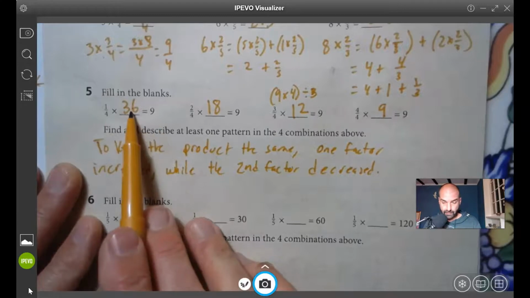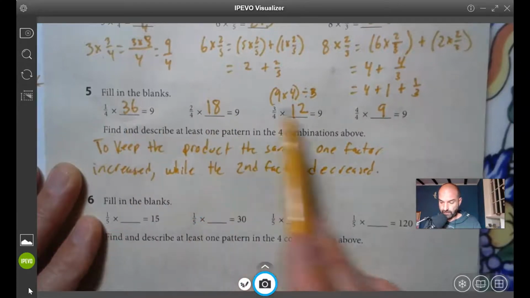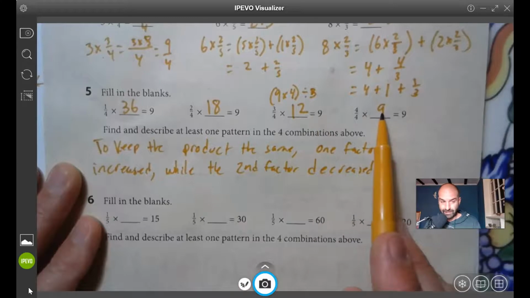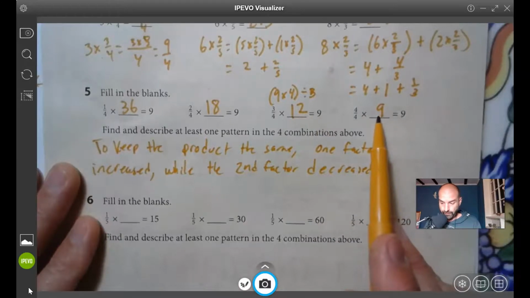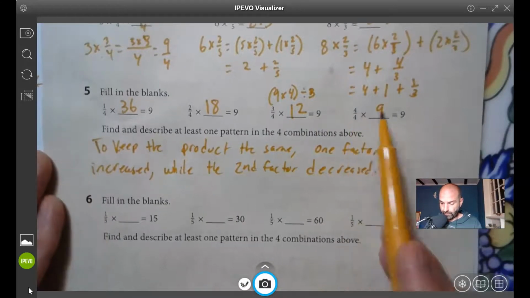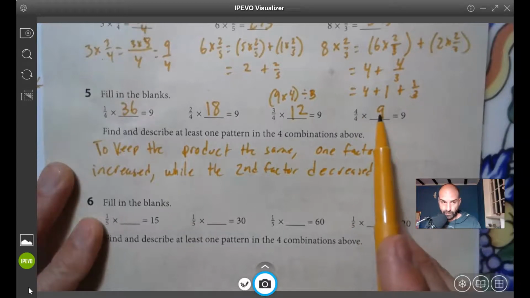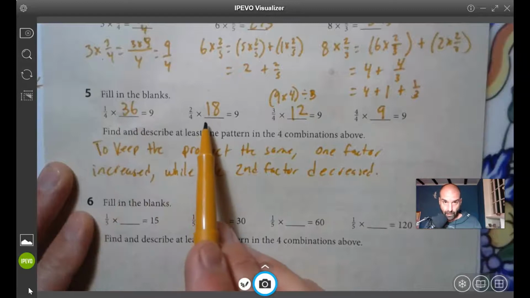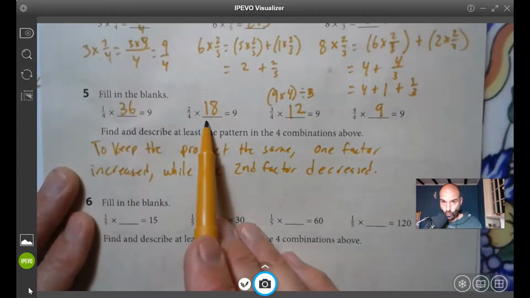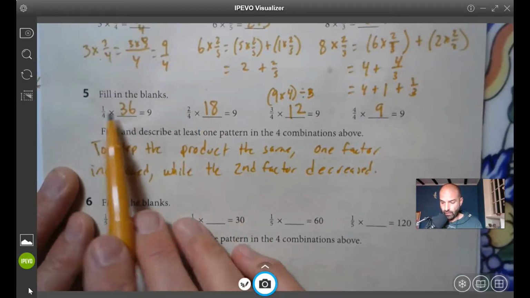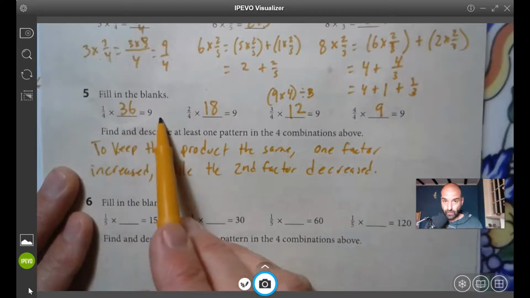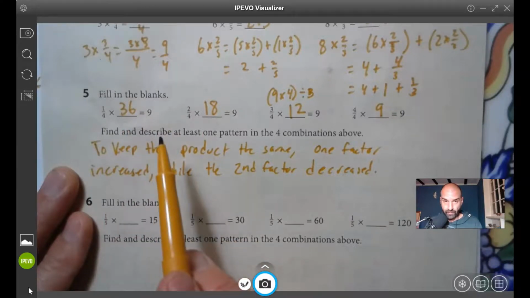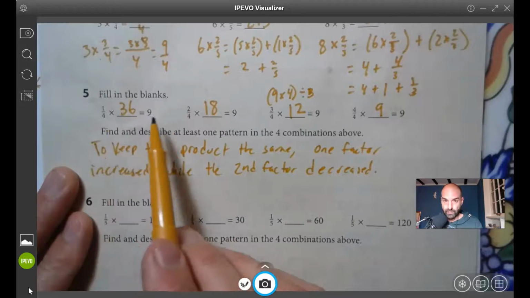Product is less, product is less, product is less, product is the same. And if this went to like 5/4 or something, then this would be more. So anytime we're dealing with proper fractions less than 1, greater than 0, our answer is always going to be less than the other factor. Always, no matter what is going on.